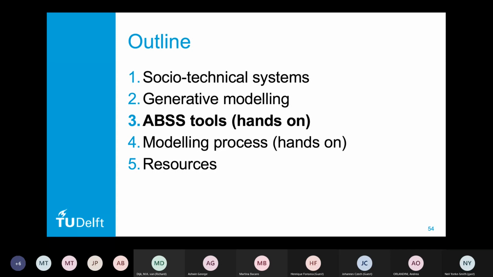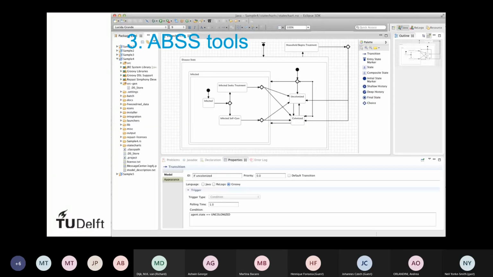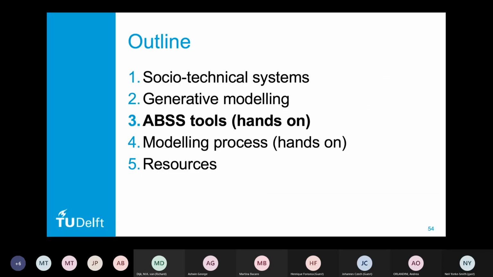If you haven't already got NetLogo on your computer, can you go and download NetLogo, so we can have a play with it? Do I have it? No, I don't have it in front of me. NetLogo is NetLogo. If you put it into your favorite search engine, it'll come up very easily.